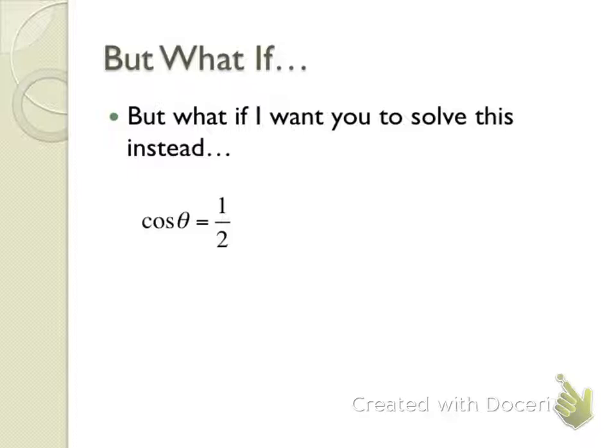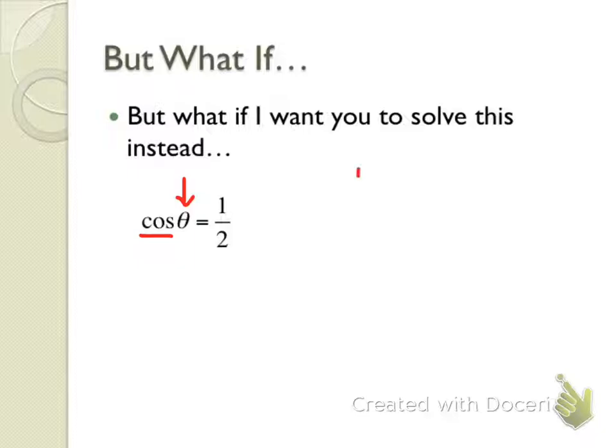But what if I want you to solve this instead? So now our variable is the theta. And basically what this is saying is the cosine of what theta, what angle, will give me an answer of 1/2. Okay, well, with any equation, we need to be able to undo certain functions in order to isolate our variable. So in this case, what we need to undo is the cosine.